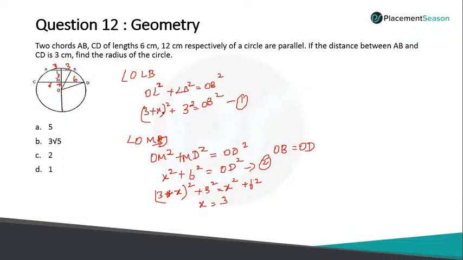You can apply in any one of the equations, and you'll get the radius, either OB or OD. So it should be 6, then it is 3. Then apply here, 6 square plus 3 square, 6 square is 36, 3 square is 9. So OB will be equal to root of 36 plus 9, which is root of 45, which is nothing but root of 9 into 5, which is 3 root 5. So option B. Right?